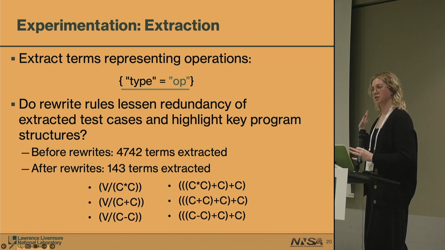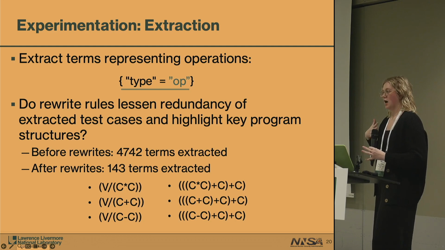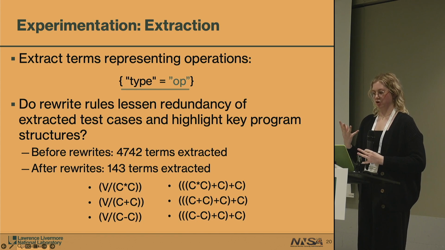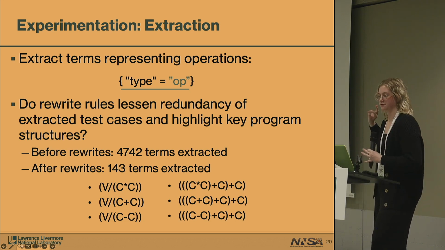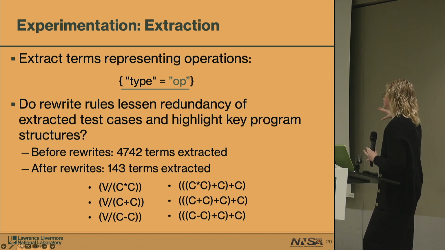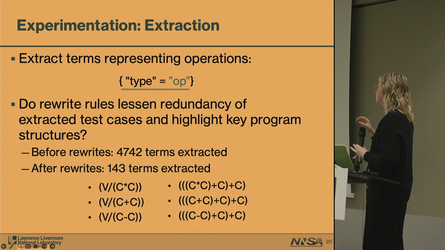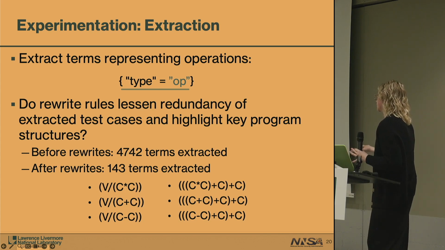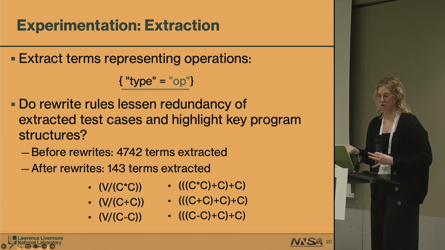So finally, we come to the extraction of test cases from the eGraph, which is what this project was intended to accomplish. Suppose we just want to extract all the terms that represent operations in the eGraph. We would do so by pattern matching terms with this simple pattern to find nodes that are rooted at a node of type op. So we're looking for subterms here too. What we were asking was, do these rewrite rules actually lessen the redundancy of extracted test cases, and are they effective in highlighting key program structures?